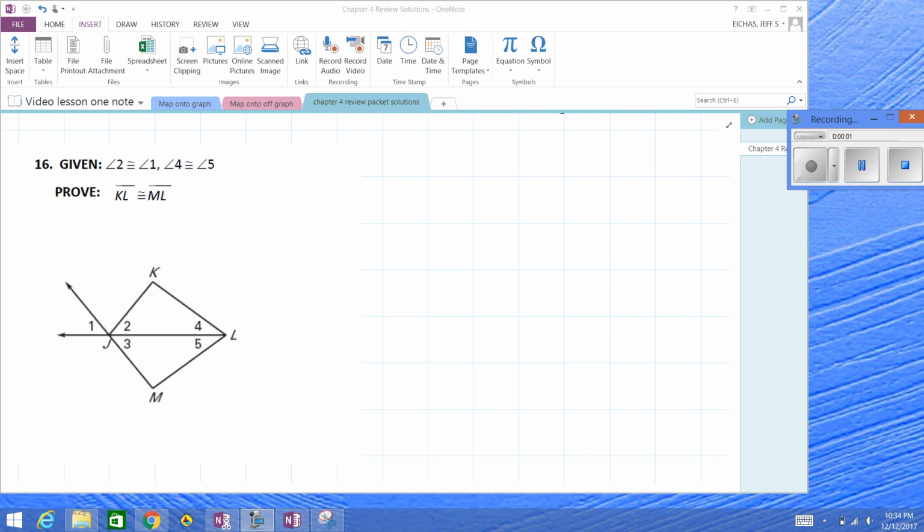Okay, so number 16 on the chapter review assignment. What we're going to do is prove this one here. What we're going to need is to get these triangles congruent, and then we can get those.